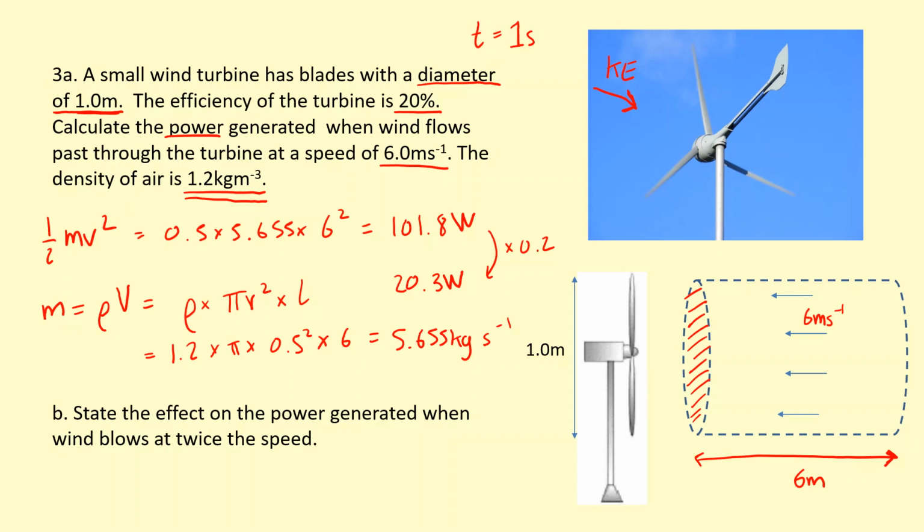State the effect on the power generated when wind blows at twice the speed. If you look back at our question, how we did it, we actually used the speed 3 times. We used the speed as one of the lengths here, and we used it for the kinetic energy, and we used it squared there. So we know that the power that's generated is proportional to the speed cubed. So what happens if I double the speed and cube that? That's going to mean that the power is going to become times 8.